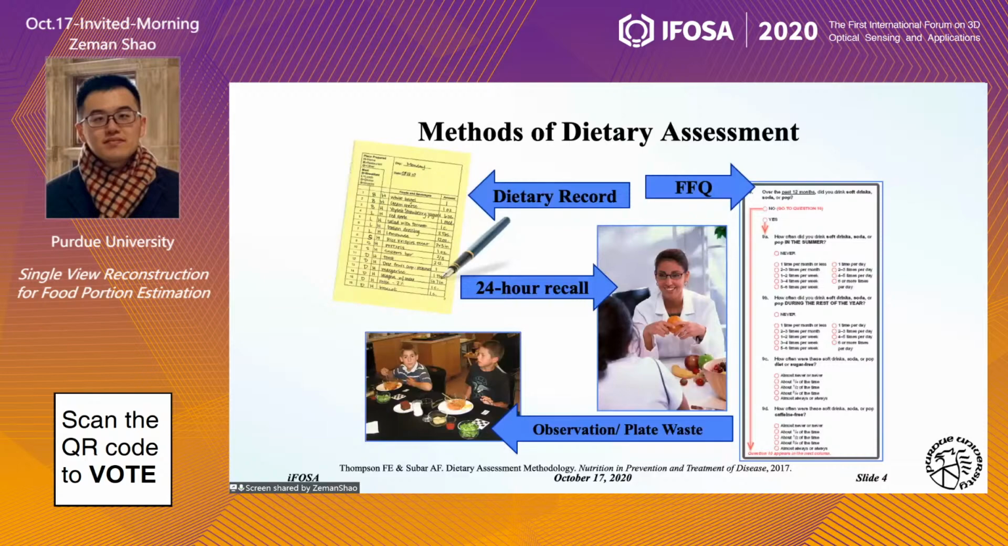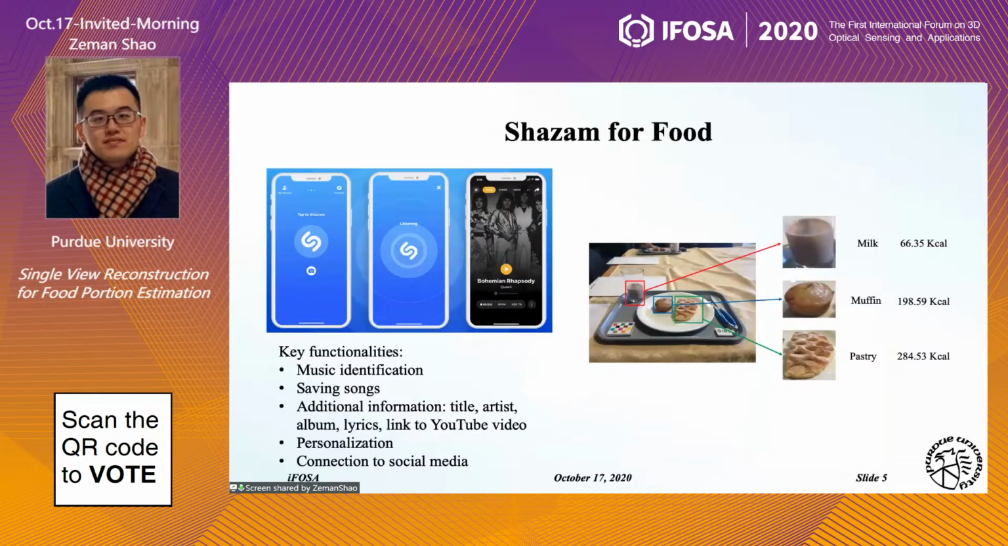Shazam is an app for music identification, which also provides some additional information such as the title, the artist, and the album of the songs. Our goal is to develop a system like a Shazam for food, using a mobile device that will provide an accurate account of daily food and nutrient intake from a single image.